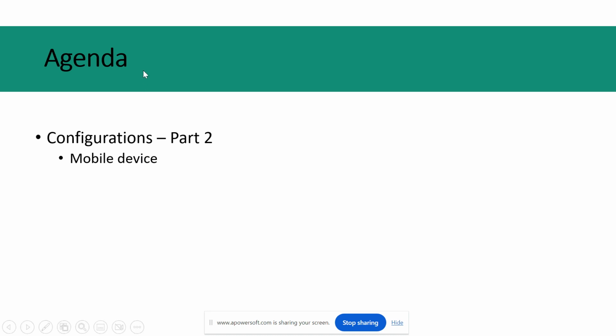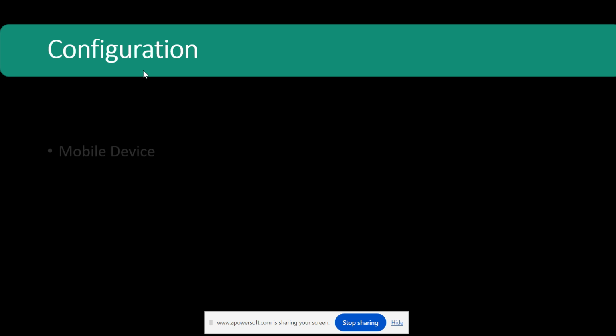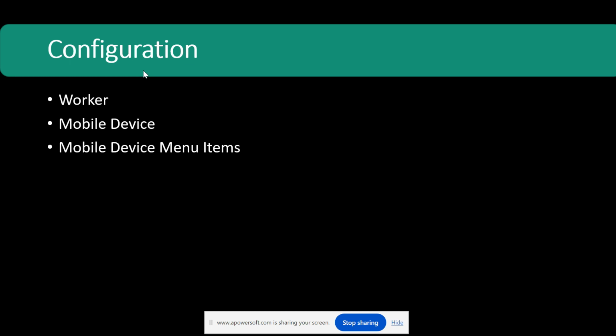When we talk about the configuration of the mobile device, primarily there are three things which we need to cover. One is the worker, the mobile device, and the mobile device menu item. The worker who is actually using the mobile device, he or she needs to be configured in the system, and then whatever device he or she is using needs to be configured. The scan device or the mobile phone, whatever they are using, needs to be configured in Dynamics 365 SCM, and this has to be done by the system administrator who owns the configuration part as part of your implementation project, or if you are using it as an end user, right?